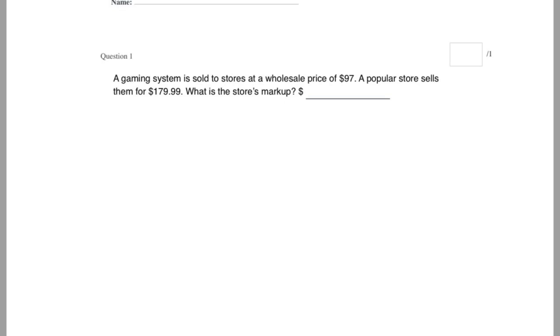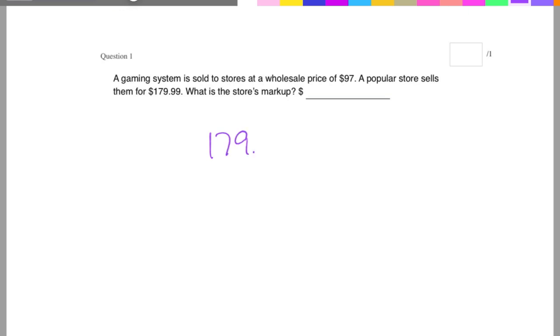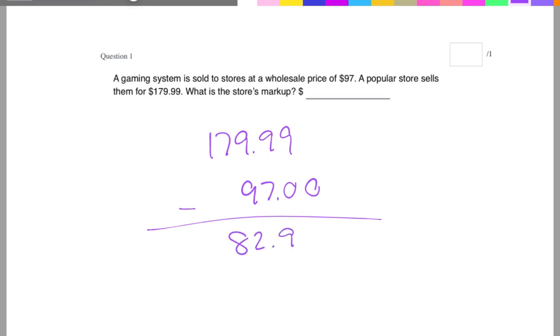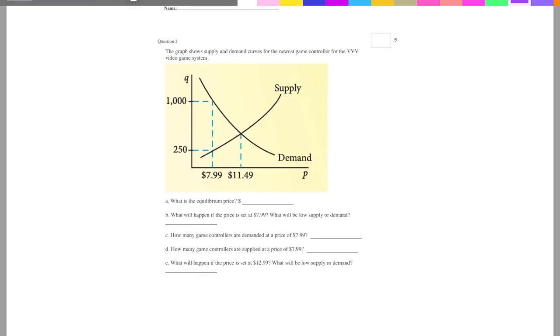So when we go ahead and do the simple calculation, 179.99 minus $97. We type that into the calculator and we end up with, I typed that in wrong. You end up with $82.99. That's the markup. So go ahead and type that in and you win. Moving on to question number 2.